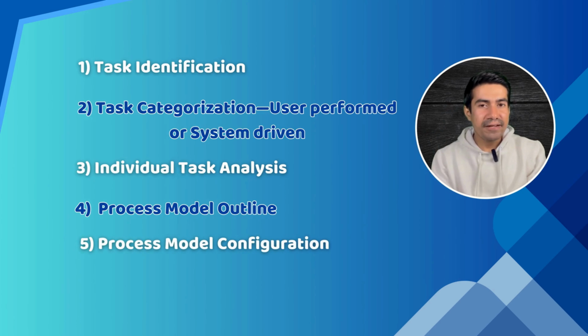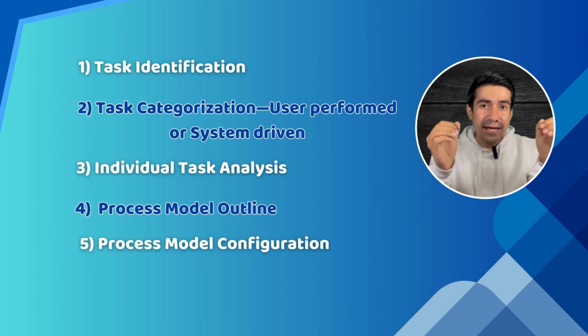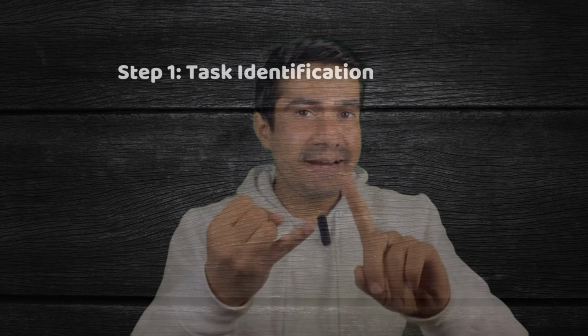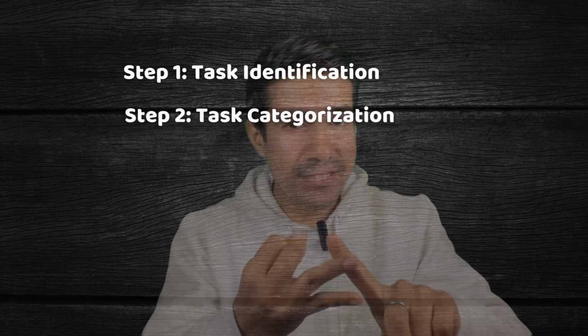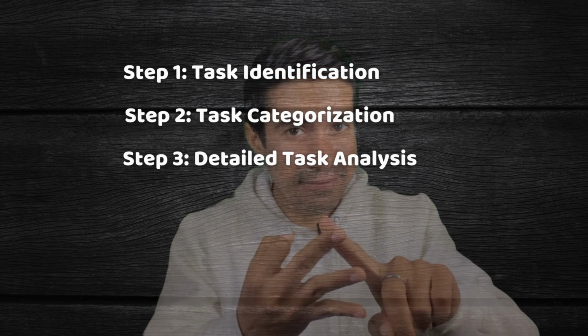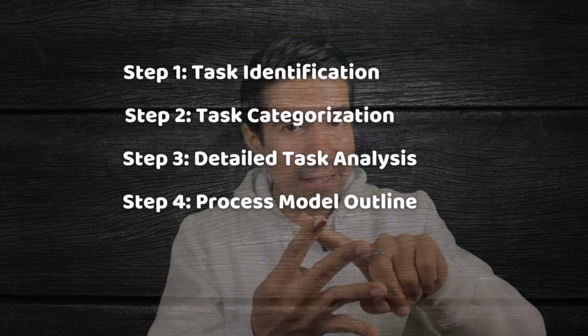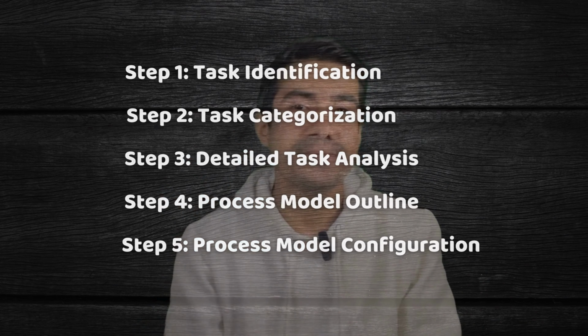Step 5. Configure and complete the process model. Now this is where you go beyond the outline by adding details, configuring each task, defining rules, and making sure that everything runs smoothly. Alright, now let's go over the steps one more time. Come on, say it with me. Task identification, task categorization, detailed task analysis, process model outline, and process model configuration. Good. Now let's put this approach into action and automate the loan approval process.